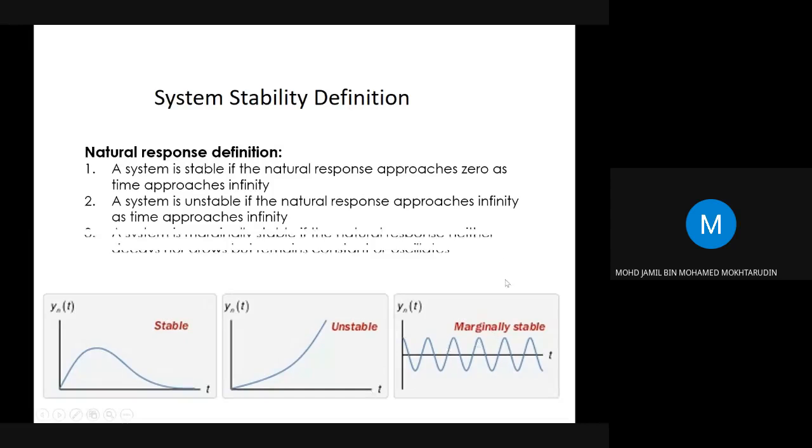And the third figure here is a marginally stable system, meaning that the system neither grows nor decays, but remains constant or oscillates. So if you get a system that is oscillating as the time increases to infinity, then the system is marginally stable. So there are three types of stability of a system. You have stable system, unstable, and also marginally stable.